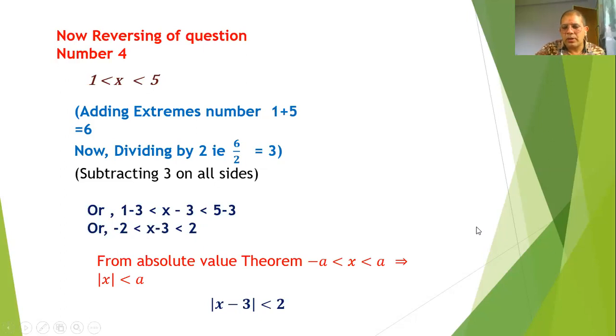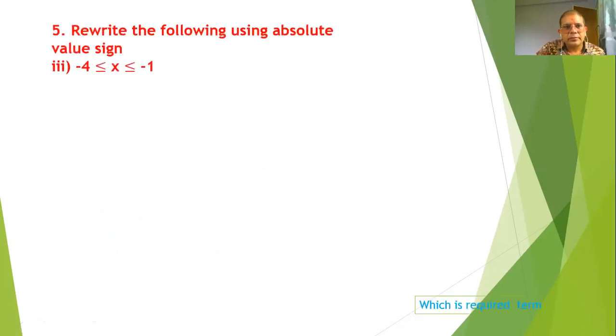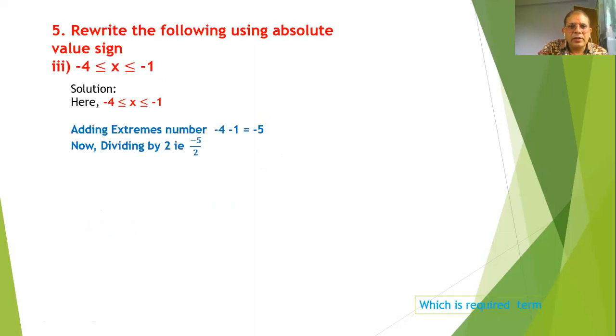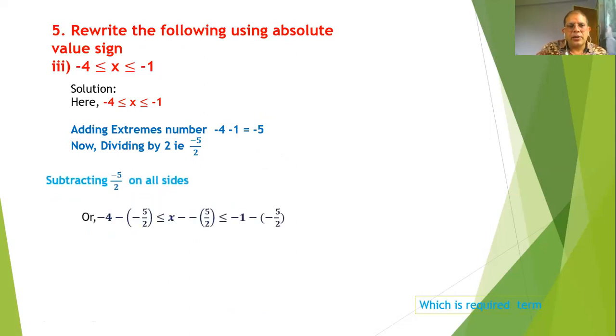Now I want to do question number 5. Rewrite the following using absolute value sign. It is your question: minus 4 is less than x is less than minus 1. Now take the sum of the first and last term. Adding extreme values, minus 1, minus 4, it is minus 5, and divided by 2, it is minus 5 by 2. Then subtracting minus 5 by 2 on all sides. Now it is minus 4 minus minus 5 by 2. So you should subtract this result, okay? So x minus minus 5 by 2 and minus 1 minus minus 5 by 2.